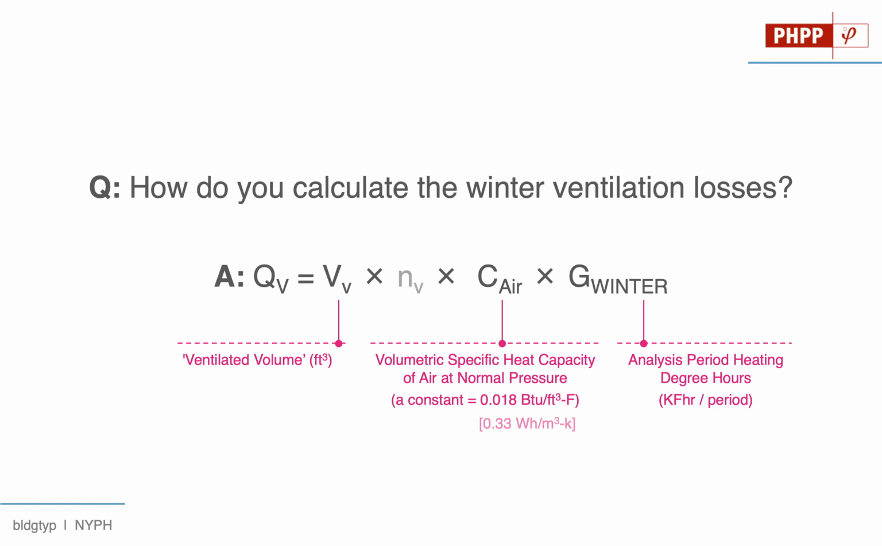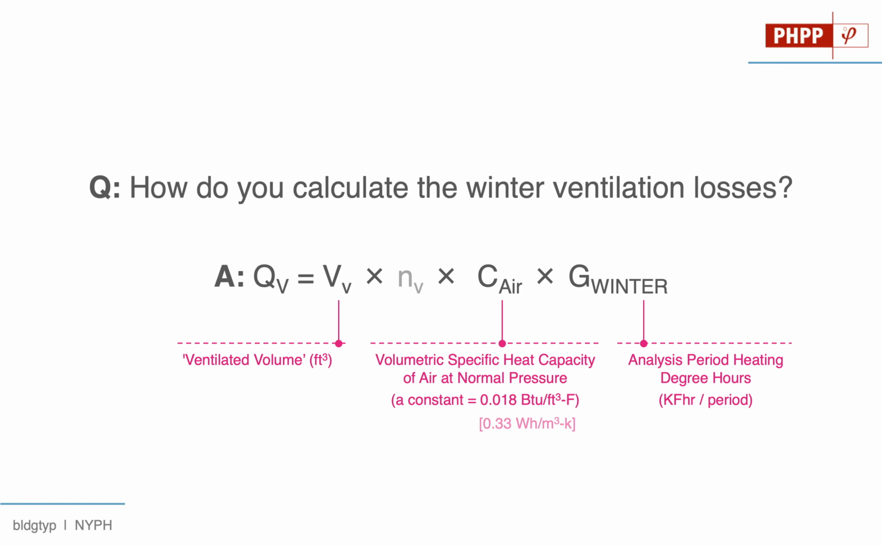And then lastly, the big G of the winter period, or the period under analysis, and that is just our climate data. We've seen that variable before. We've used that variable when calculating transmission losses for all of our different surfaces. The big G of the period is just the heating degree hours of the analysis period. In our case here, that's going to be expressed in kilo Fahrenheit hours per period. So whatever the period is that you're analyzing, a month, a week, a year, a summer, a winter, etc. In our case, we're mostly interested in the winter period when calculating heating energy demand for obvious reasons.